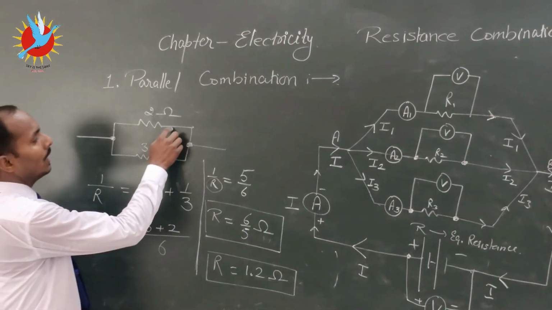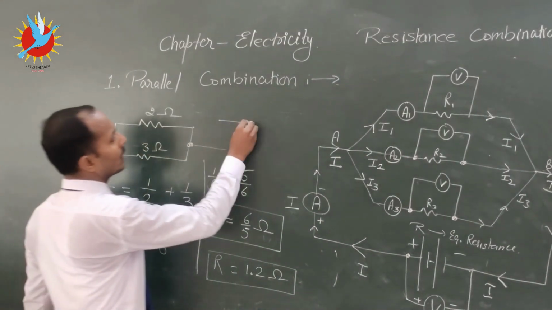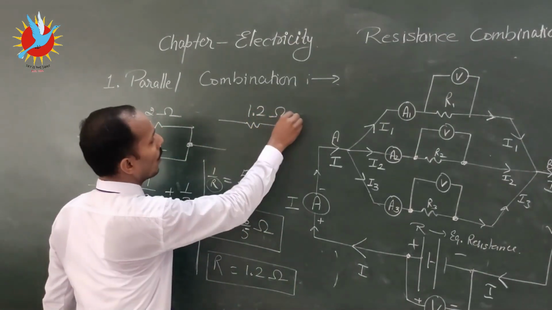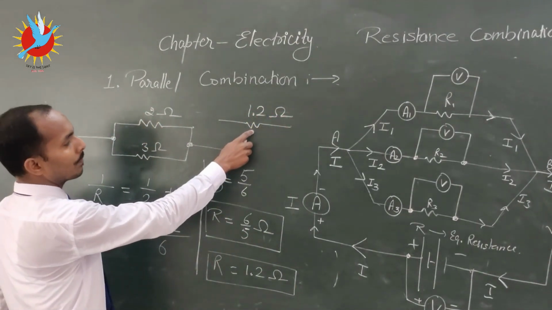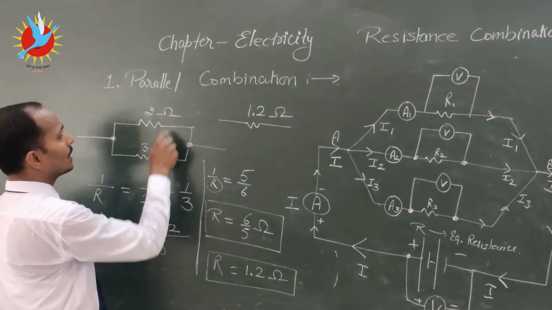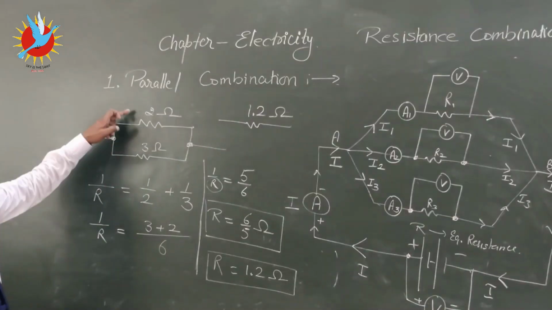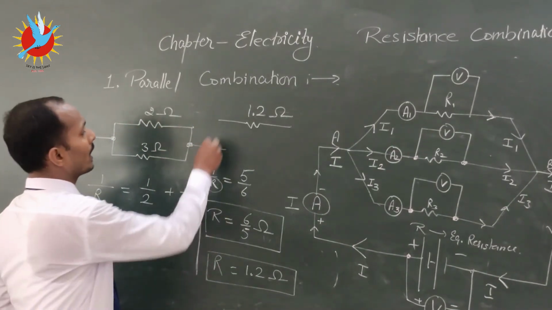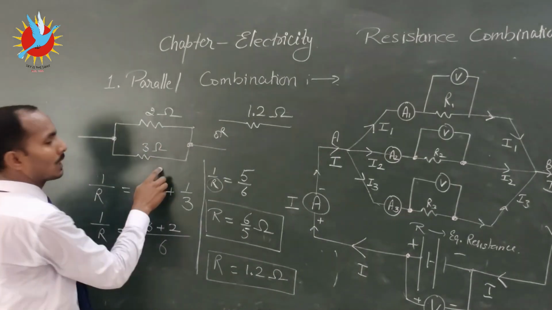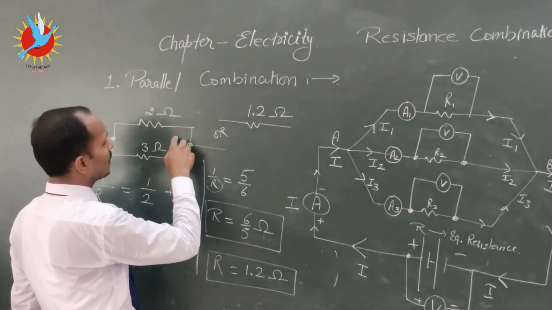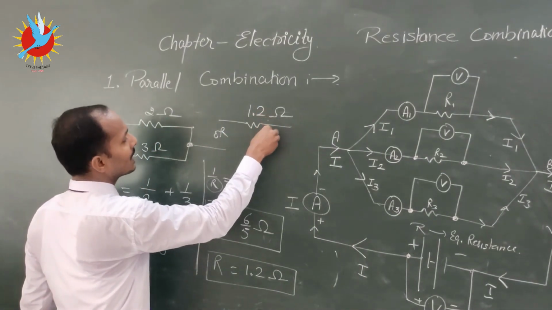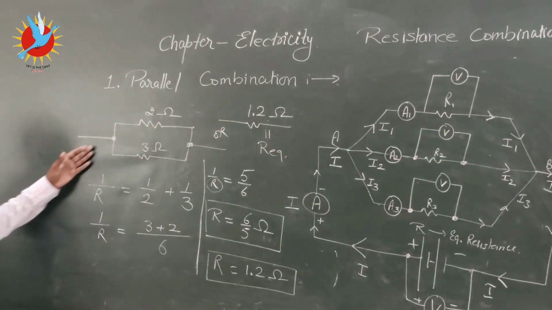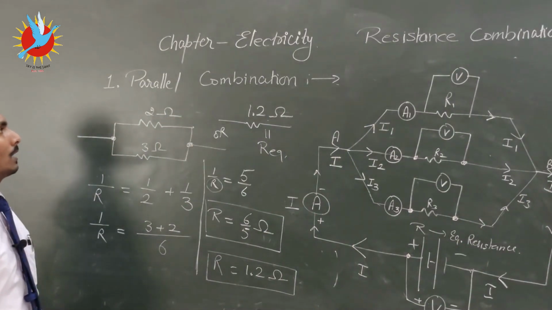What does it mean? It means in place of these two resistors you can use a single resistor whose value is 1.2 ohm. Its performance is the same as these two different resistors performing combined. So you can use two resistors in parallel, or otherwise in place of these two you can use a single resistor. This single resistor is known as equivalent resistance.